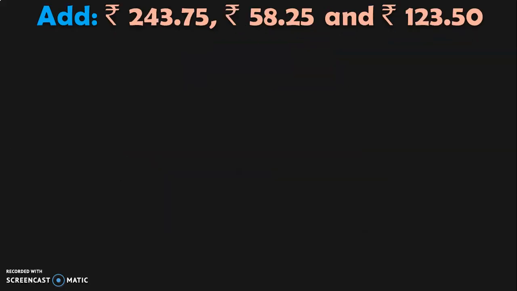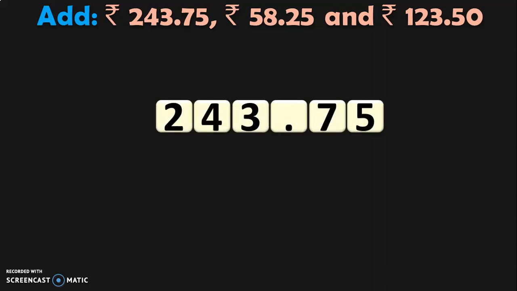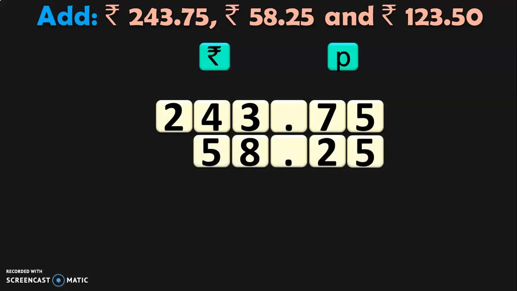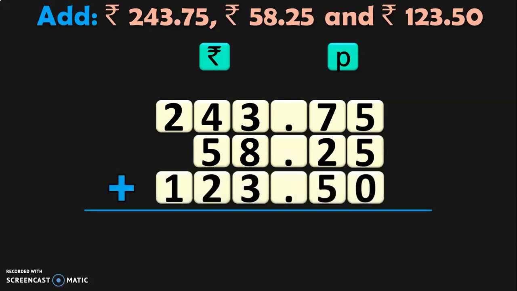Next, let us do addition of three numbers. Rupees 243.75, rupees 58.25 and rupees 123.50. So, as usual, first write down the number with the proper decimal point. This is the rupees part and this is the paise part. Next, write down the next number such that the decimal point is one below the other. Now, write down the third number also in such a way that the decimal point is one below the other.